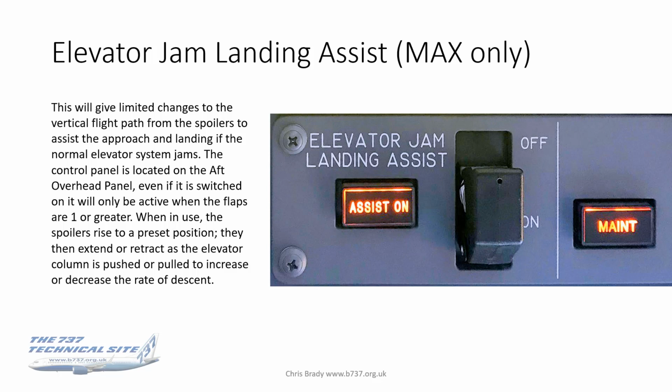If the worst should happen and you've got a jam at the back, you're talking about 180 pounds of breakout force to move the elevators independently, which is a lot. So you just have to reach up now, flick the elevator jam landing assist, and you will get assistance from the spoiler panels, which is a fantastic function. If only it could be retrofitted to all the other generations, but of course it can't.